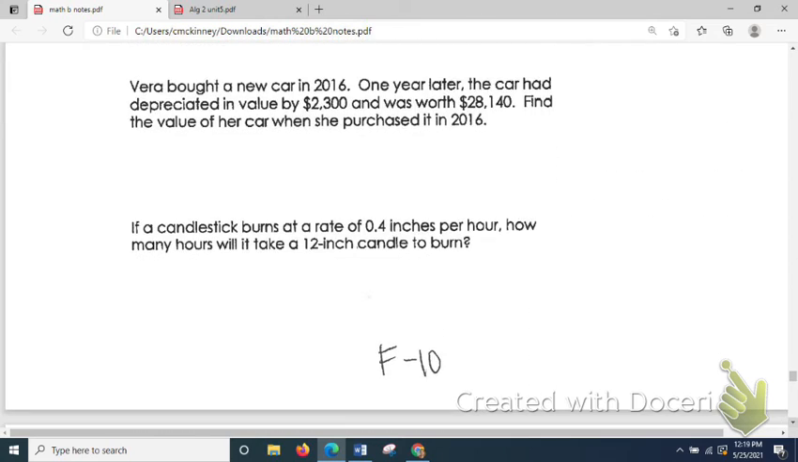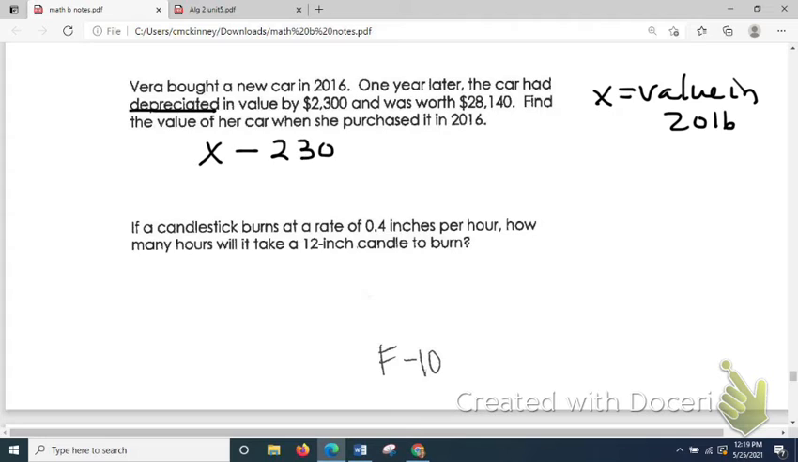So here we go with Vera. We want to know the value of her car when she purchased it. So I'm going to say x is the value in 2016. She bought the car in 2016. A year later, it had depreciated. That means the value went down by $2,300, and then it was worth $28,140. So that would be my initial setup.